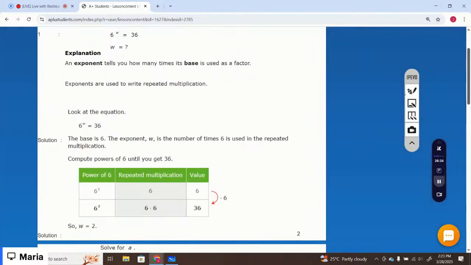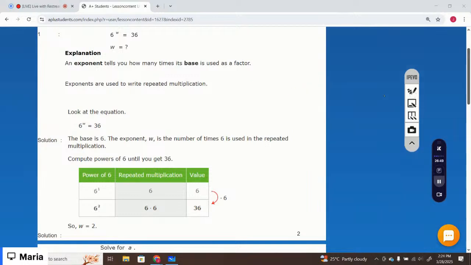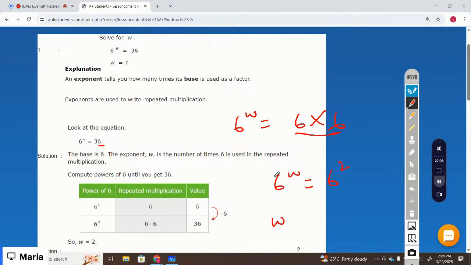So you have to find an exponent for the 6 that when evaluated equals 36, right? So we know that 6 squared is 36. Or you can write 6 to the W equals 36, and you can write 36 as 6 times 6. And again, you can write 6 times 6 equals 6 squared. So when the bases are the same, the exponents are also equal. So W equals 2.